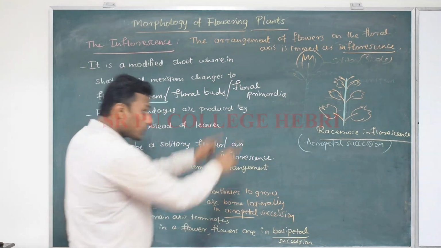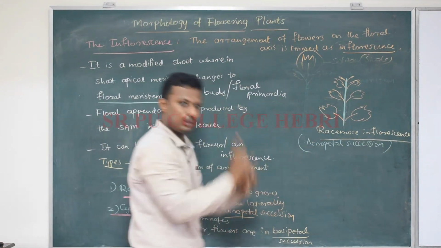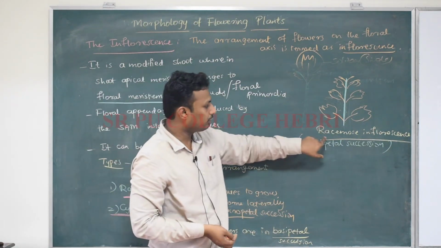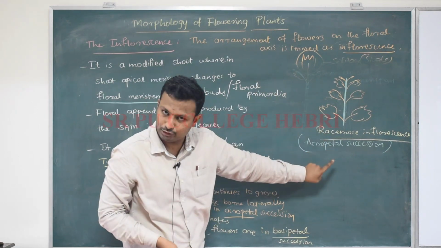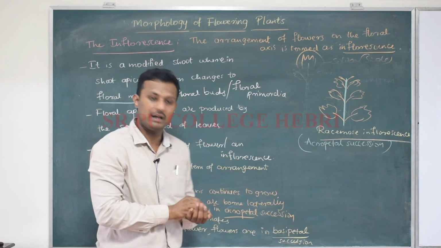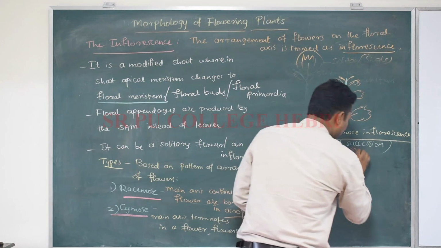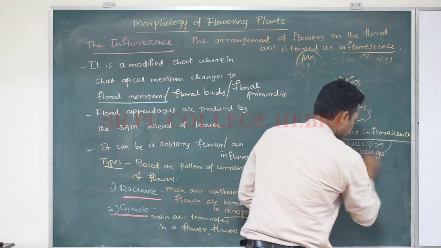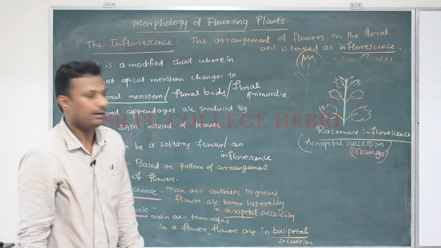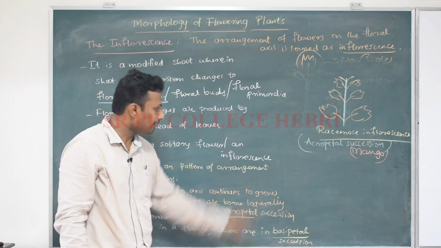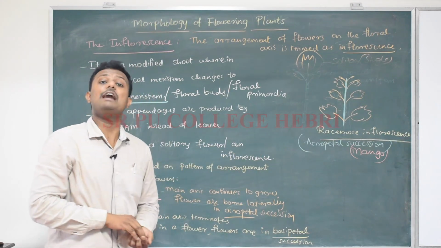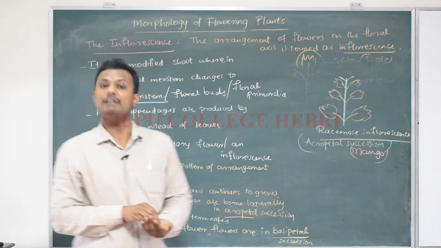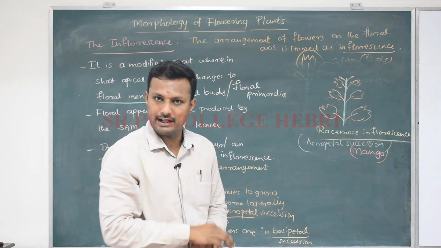So an inflorescence that has acropetal succession is called racemose inflorescence. Okay, remember, you can give the example of mango flowers. Mango is a plant which consists of racemose inflorescence. Whereas if you see bougainvillea, we call it paper flower, right?